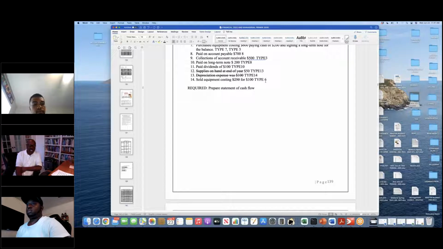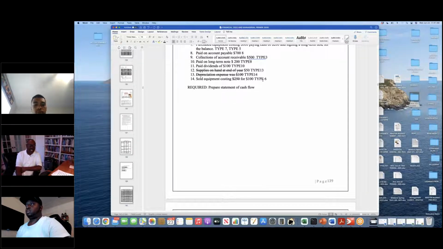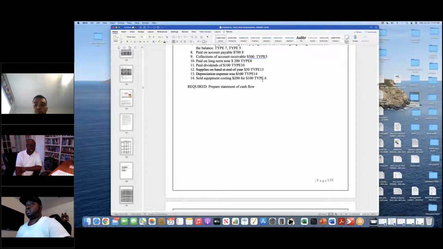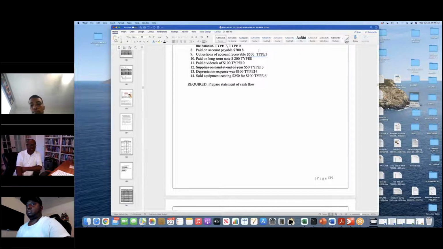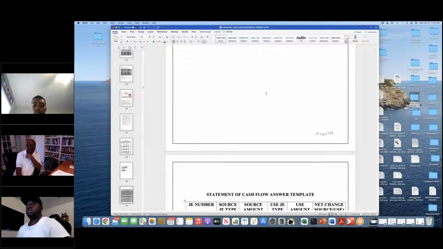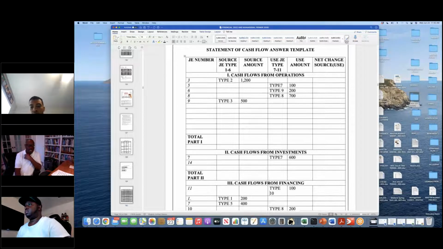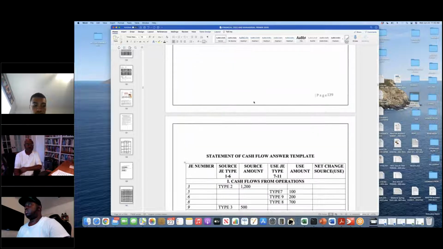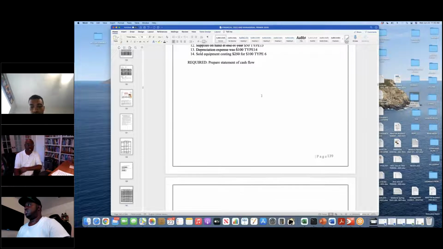That's a type 6. And see, we don't like to see ourselves selling. We'd rather be investing here, but in this case, they sold some equipment. So this is not operations. We're not selling our inventory. So when we sell a long-term asset, it comes in part 2. So we know that's not operations. So that's going to be a type 6. And the amount of cash that we got was 100.